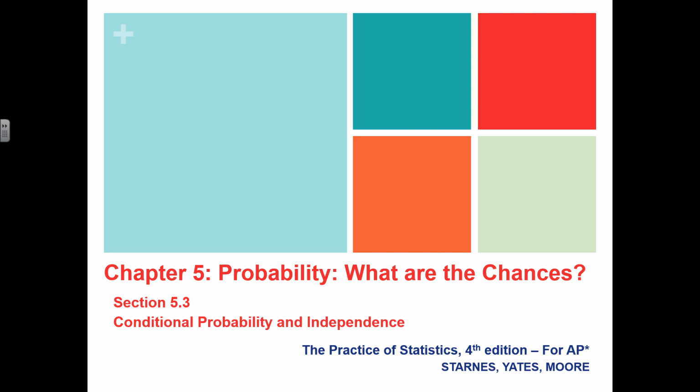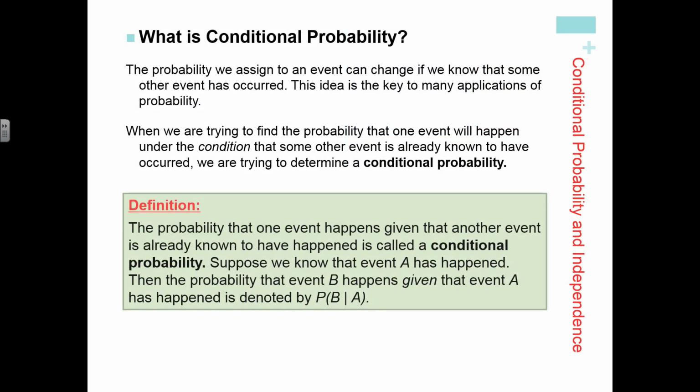All right, Keeper 5.3, Conditional Probability and Independence. All right, so the first part of this Keeper discusses what we call a conditional probability.